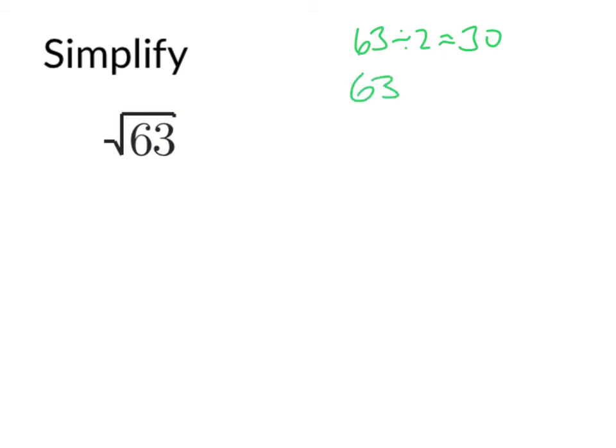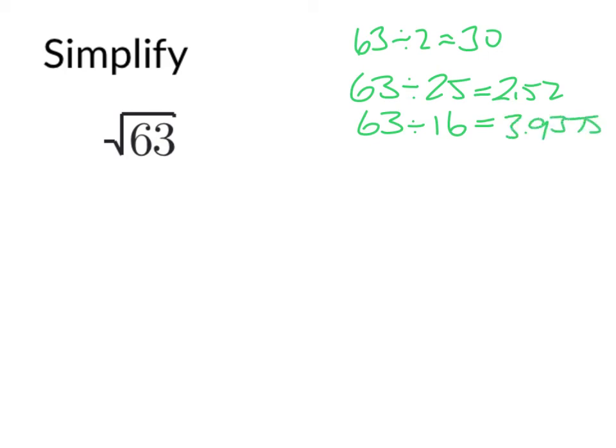So take 63, divide it by 25, and you get 2.52. Because this is a decimal number, it's not going to work out for us. So we should start working down the list. The next perfect square lower than 25 is going to be 16. So we take 63 divided by 16, and we get 3.9375. Also a decimal number, also not going to work. So we work our way down.